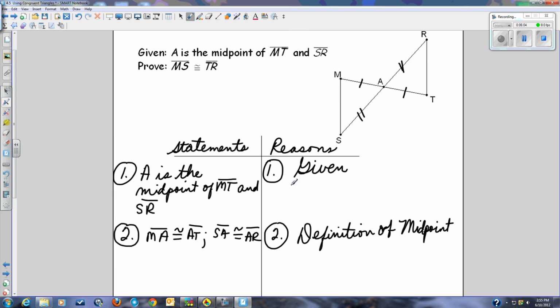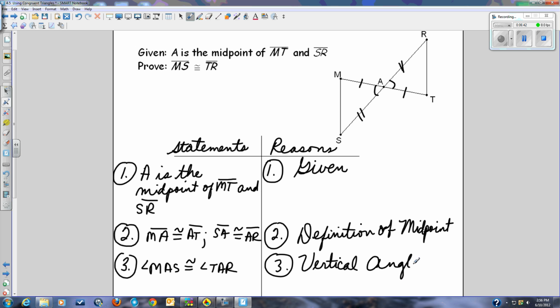All right. Now, as I said, we're trying to prove these triangles are congruent first. Well, look at this. Angle MAS has got to be congruent to angle RAT, because they're vertical angles. So, let's write that down. Angle MAS has to be congruent to angle TAR because vertical angles are congruent. We can call that the vertical angles theorem or just write down vertical angles. That's fine.